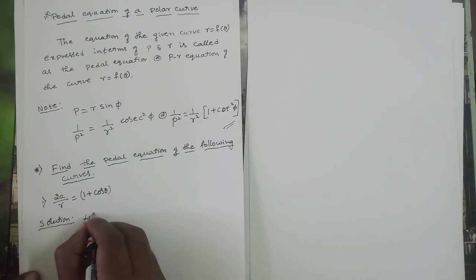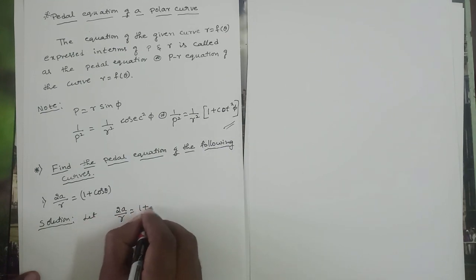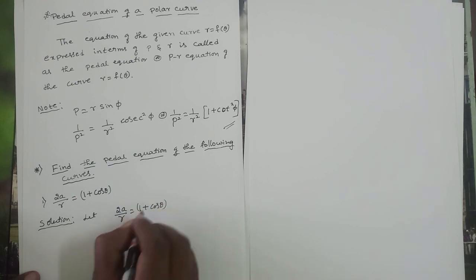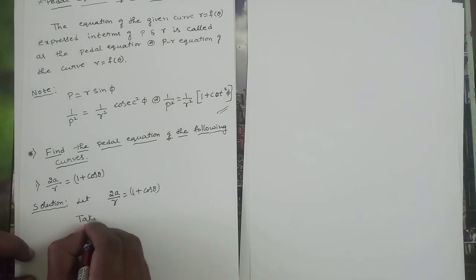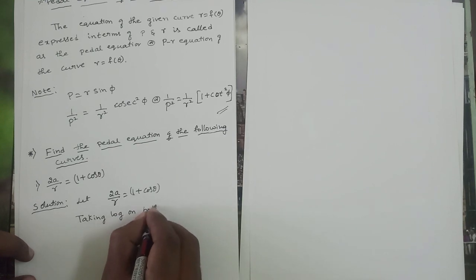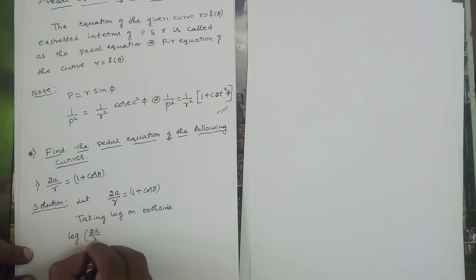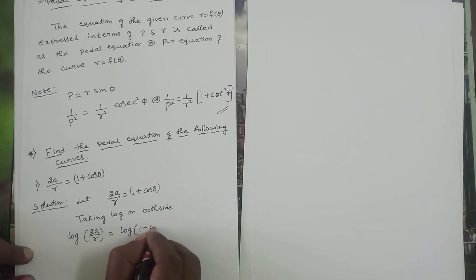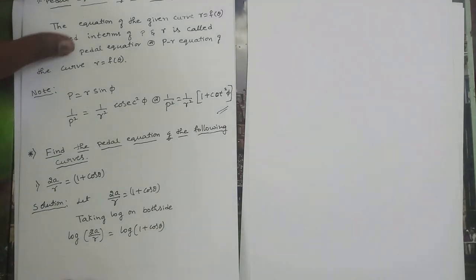Here let 2a by r equals 1 plus cos theta. Now taking log on both sides. If you take log on both sides, what do you get? Log of 2a by r equals log of 1 plus cos theta.